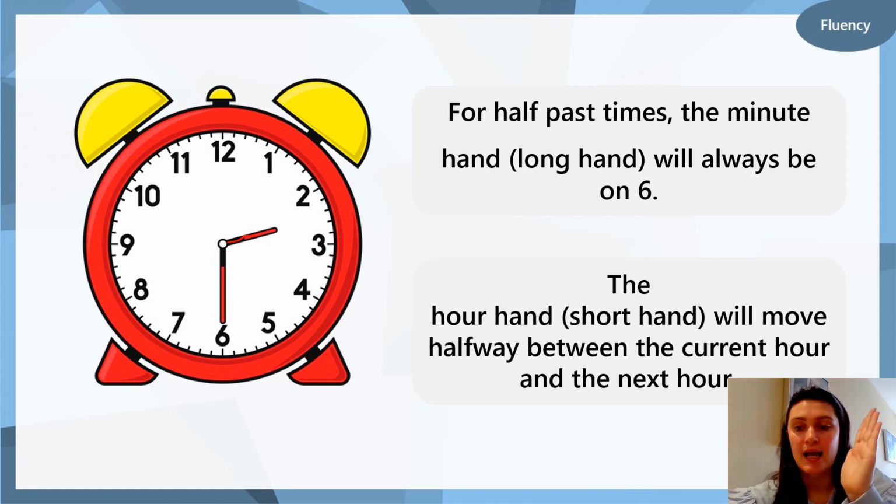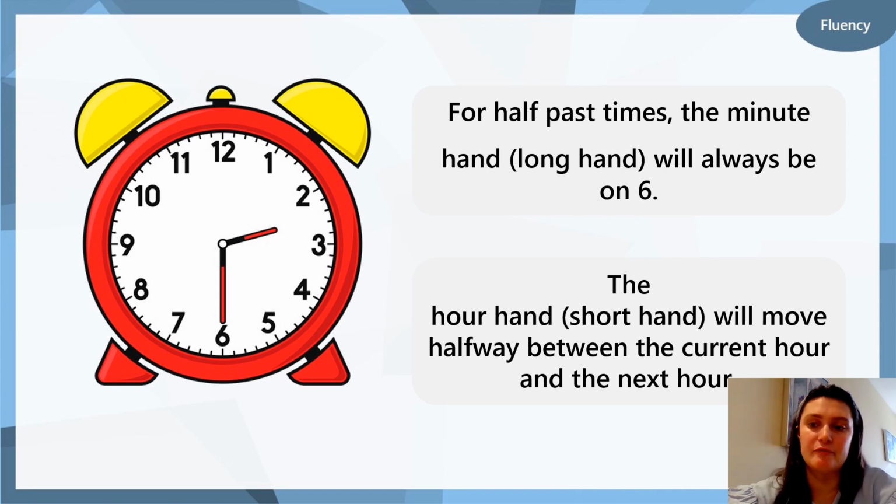The hand has moved past 2. It hasn't moved past 3 yet. If it had moved past 3, it would look like this. Hasn't moved past 3, it has moved past 2. So the time is half past 2. The short hand, the hour hand, will move halfway between the current hour, the hour it is now, and the next hour.